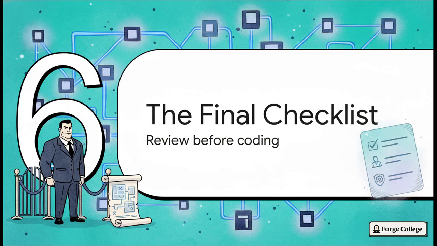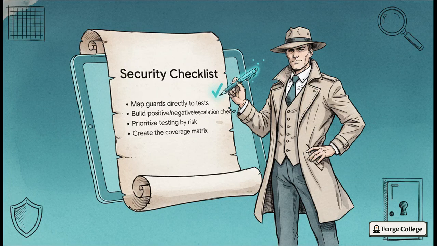Section 6. The final security checklist. Let's review before we start coding. Okay, we've mapped the layout of the club, trained the bouncer, and organized our master plan. To quickly recap before you move on to writing actual code. Always map your guards directly to specific tests. Always build out comprehensive positive, negative, and escalation checks. Prioritize your testing effort based on your earlier risk assessments. And finally, bring it all together into that pristine coverage matrix.